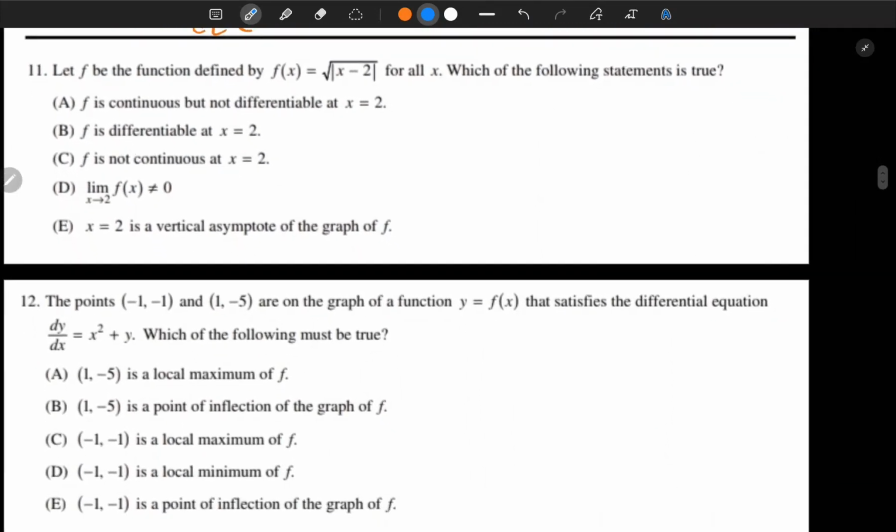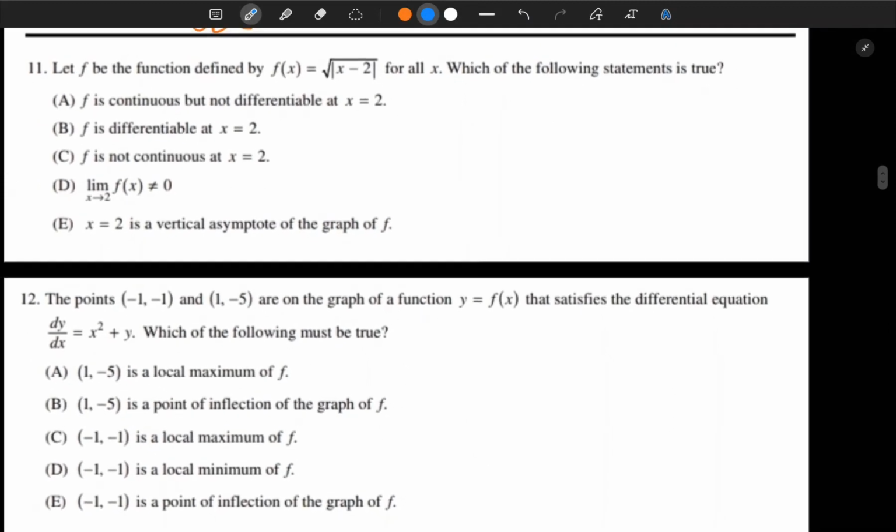Next, let f be the function defined by f of x is equal to the square root of the absolute value of x minus 2 for all x. Which of the following statements is true? Well, we know that the square root of x is plotted as the following. It's plotted as this function.